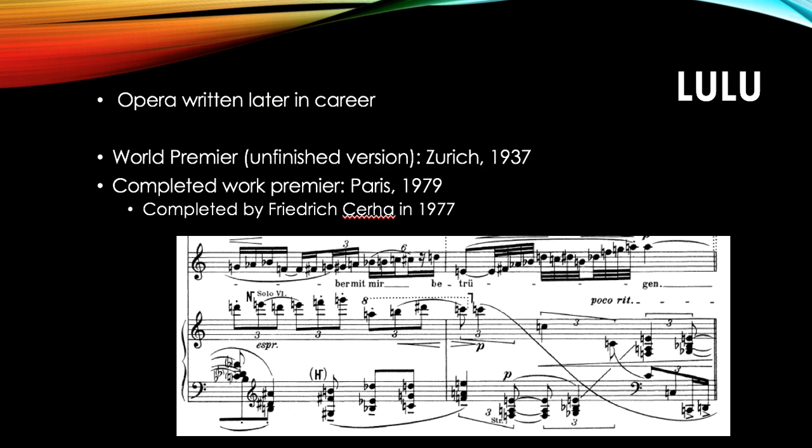One of Berg's first and greatest accomplishments was his opera Wozzeck. It is a groundbreaking piece, musically, emotionally, and dramatically. It was known as one of the first atonal operas. Now, his opera Lulu was written later in his career, once he was an established and internationally known composer.